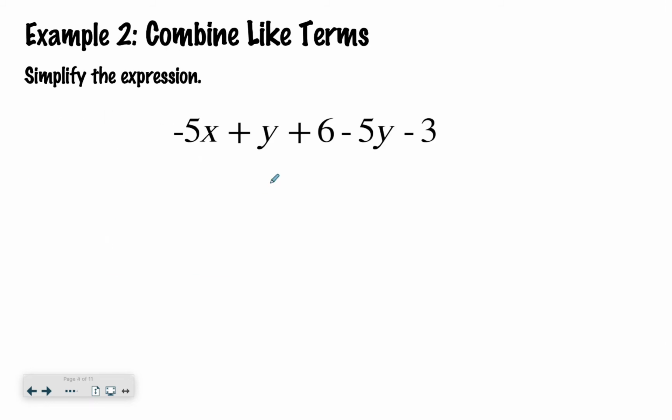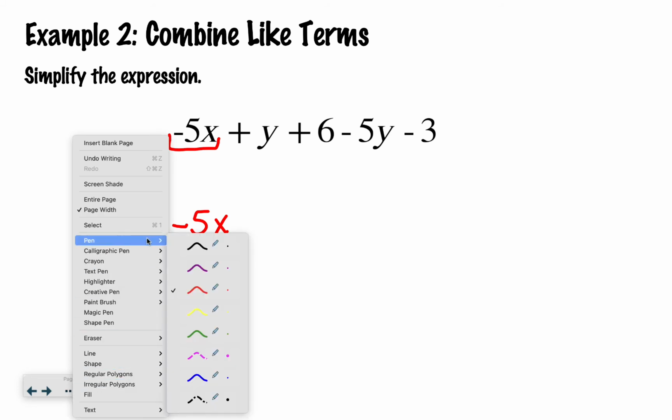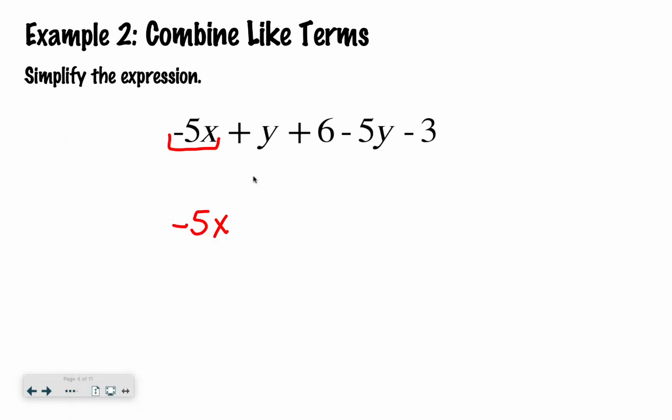All right, let's continue practicing combining like terms. So if I look at this problem, I see I have a negative 5x and nothing else with an x. So I'm just going to copy that down into my answer right away. And then I'm going to move on to the next thing.